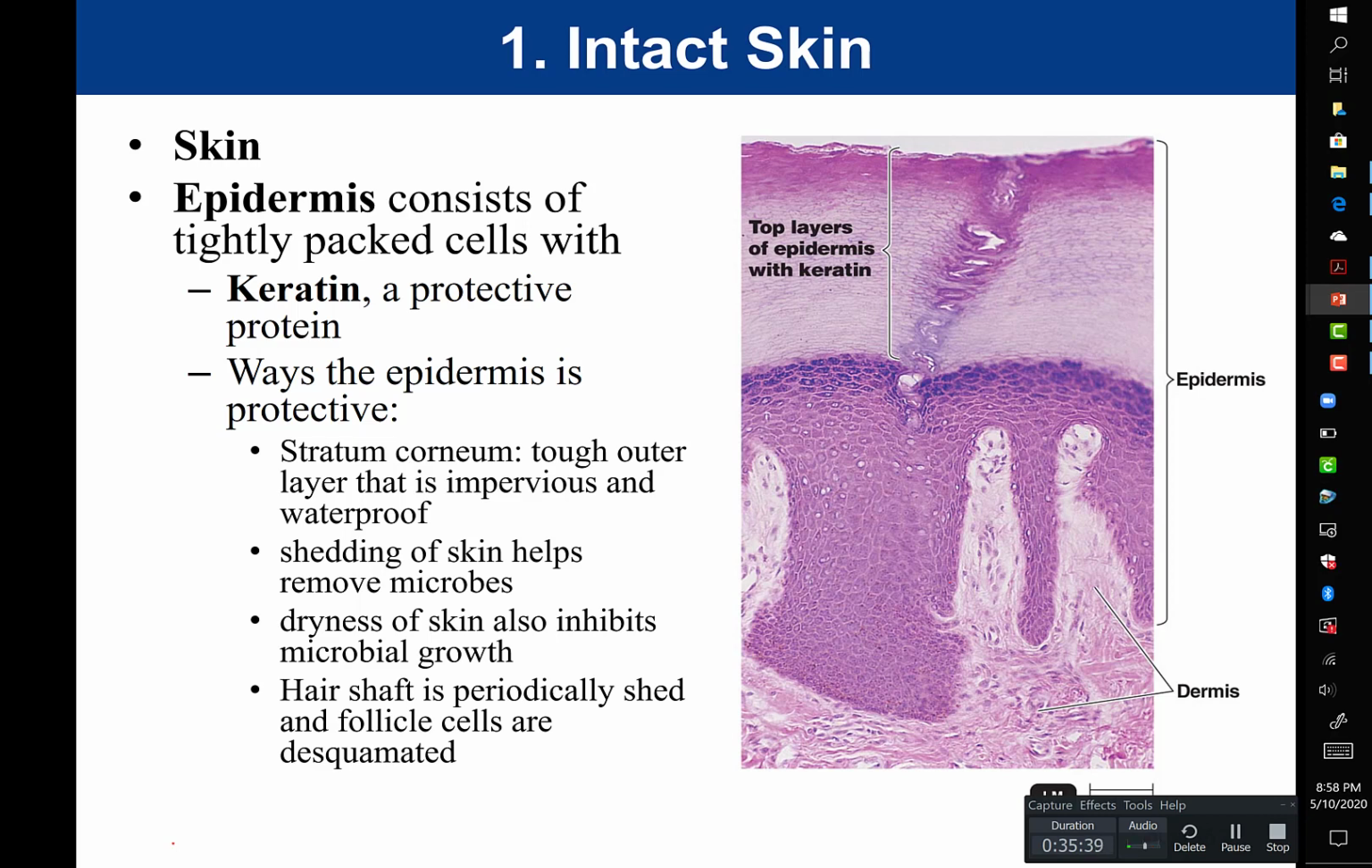The hair shaft is periodically shed, and the follicle cells are desquamated, and basically the hair follicle, when it's shed, just like the skin, is going to help flush out any particular pathogens as well. And so the hair shaft plays a role, as well as sweating. So sweat is going to just flush out and remove microbes. And so again, this is non-specific. It's not targeting a particular pathogen, but it's targeting microbes in general.